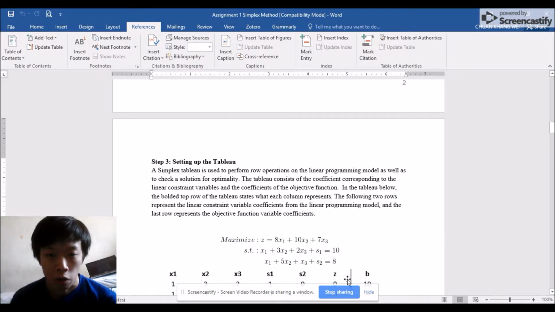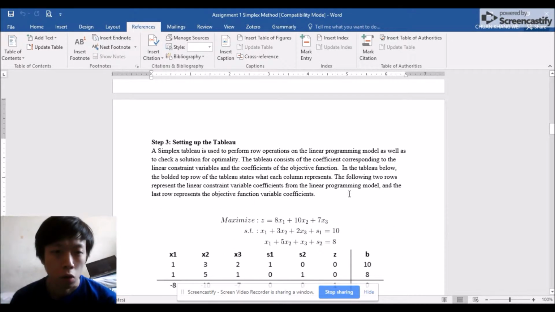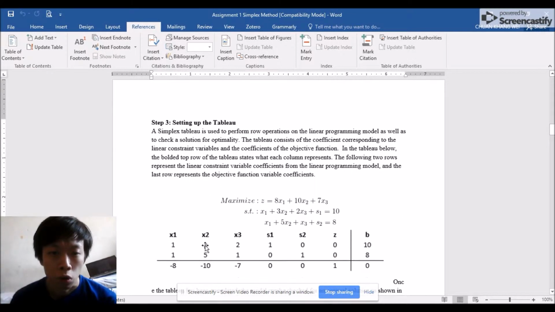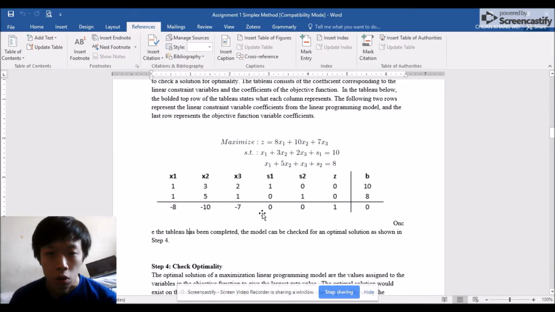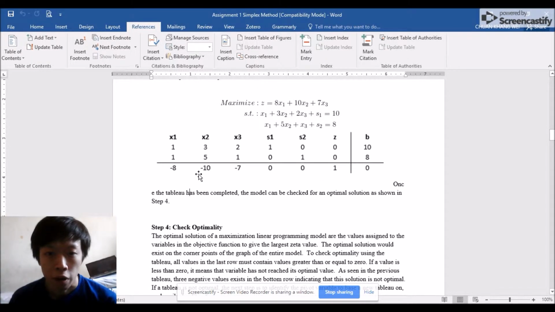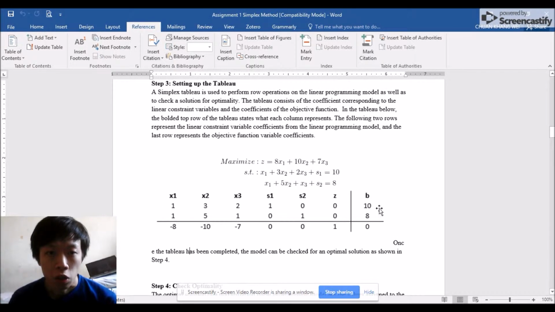Next, after we get all the equations, we need to form a simplex table. As we can see, this consists of the variables x1, x2, x3, s1, s2, z, and also b, which is the right hand side value. So we insert the values of these equations into the table. This is the table as shown. After that, this is the initial table.